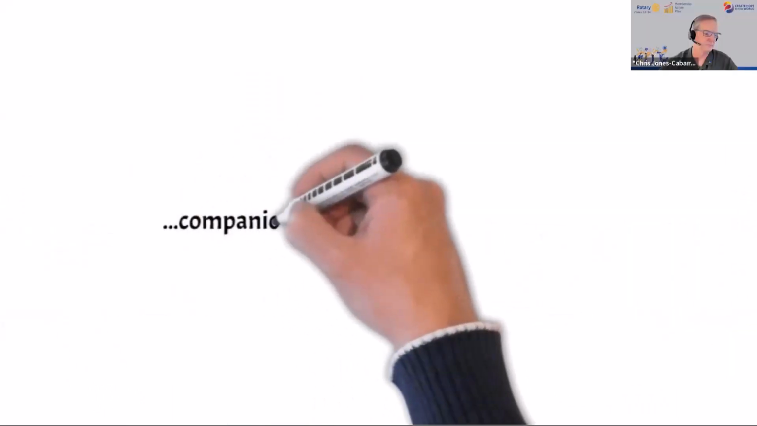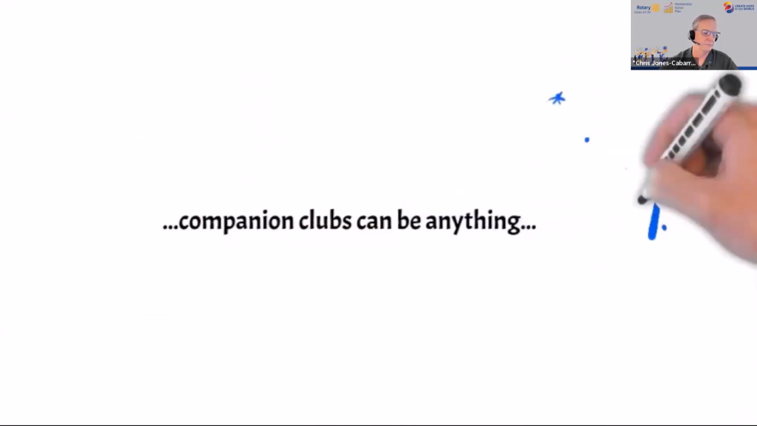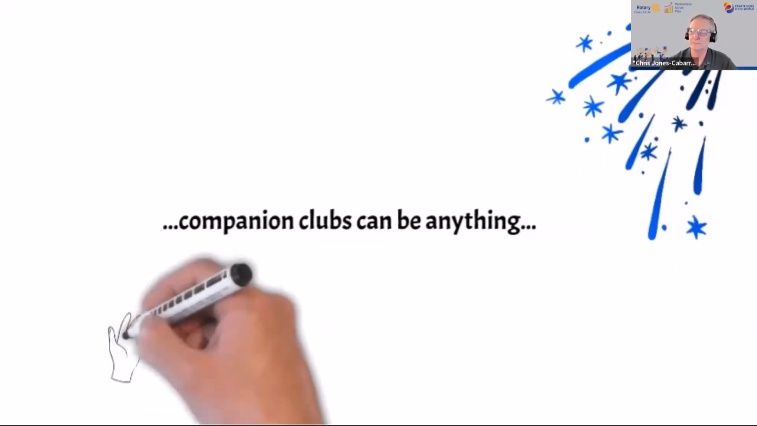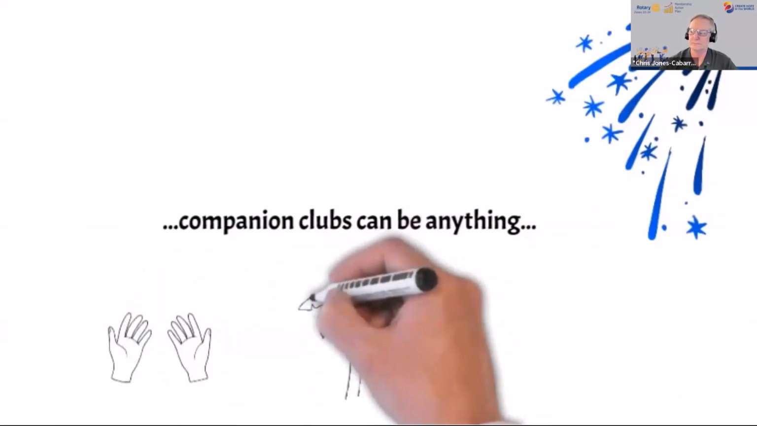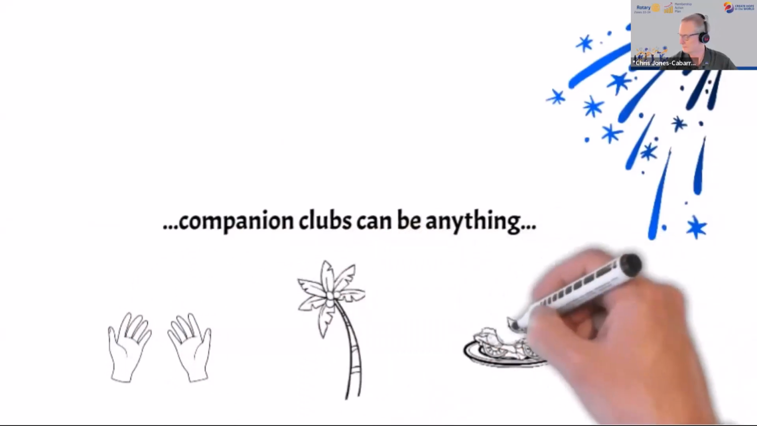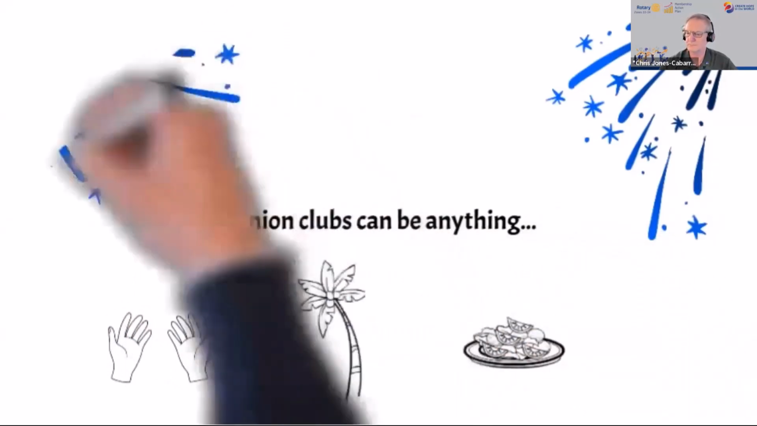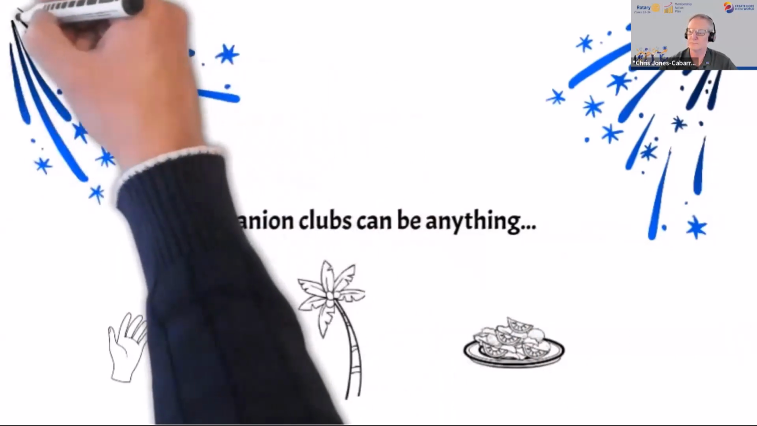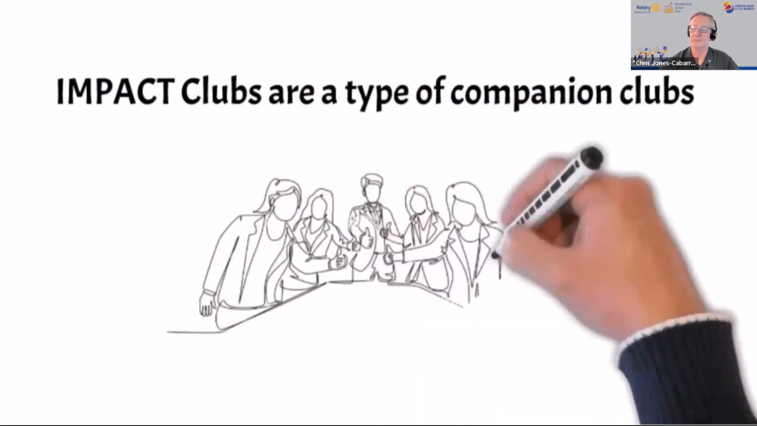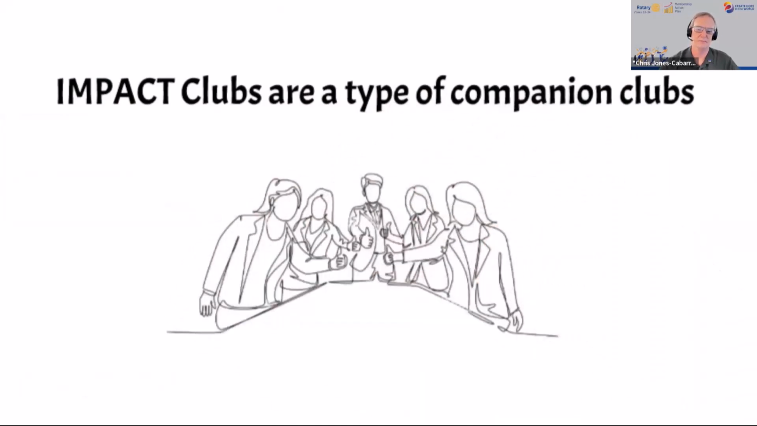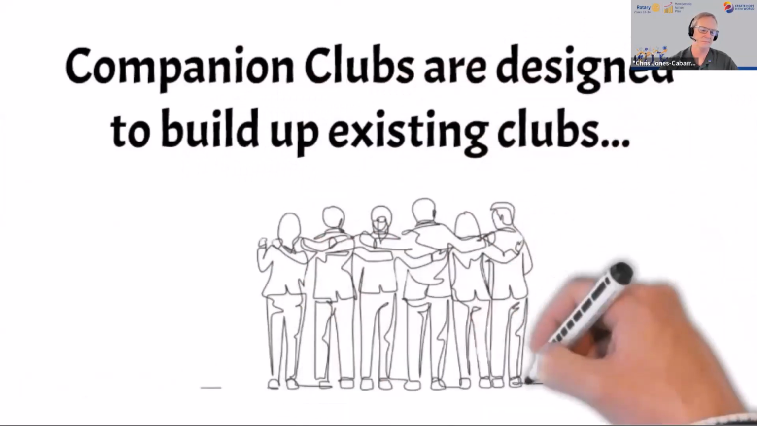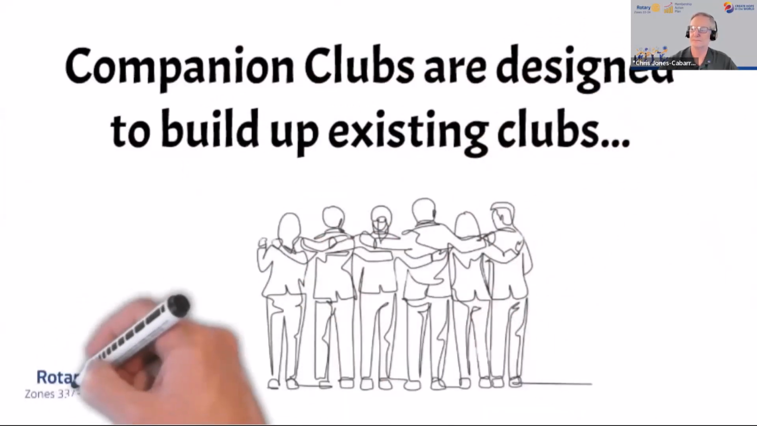Companion clubs could be an impact club focused on serving their local community. It could be an environmental club that cleans up the local beaches. Or maybe the group is cause-based, focused on serving mental health and wellness. A companion club could also be a specialty club for polio or Alzheimer's. Impact clubs are a type of companion club that is service-focused. And remember, companion clubs are designed to build up existing clubs to do the acts of service in their community.